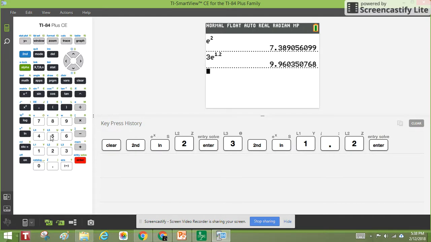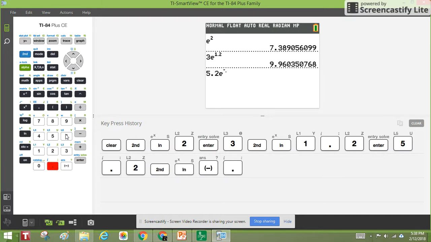And the last one is 5.2 times e raised to the negative 0.6, and I have 2.9 or 2.85, depending on how you want to round.